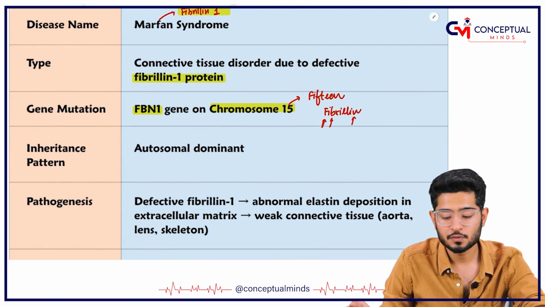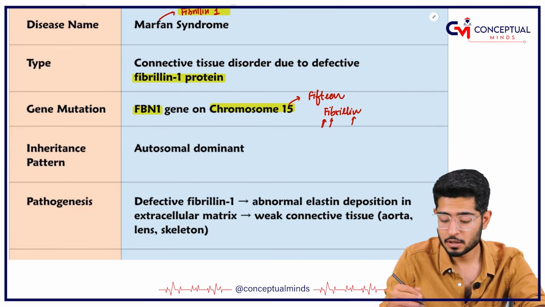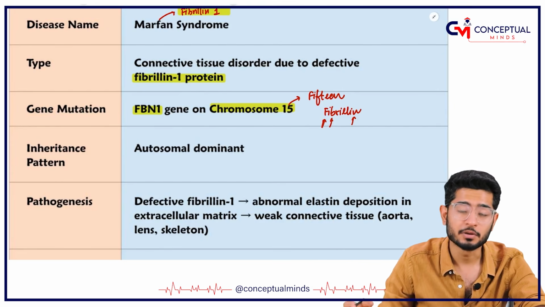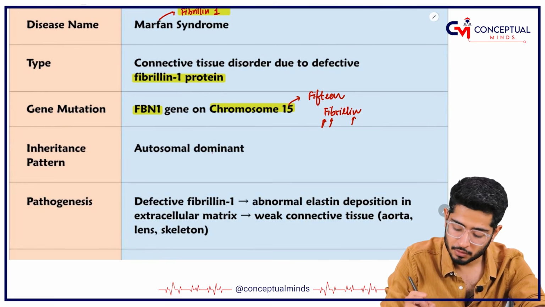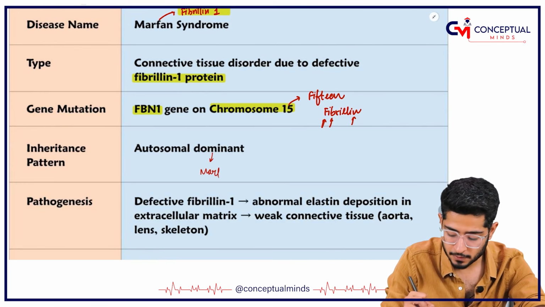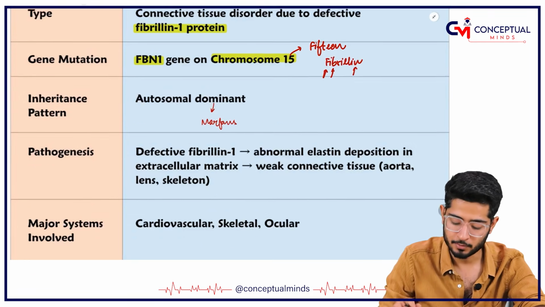So Marfan syndrome, please remember, is a dominant disease. It's an autosomal dominant disease. From dominant you can remember M for Marfan's. So Marfan's is actually a dominant disease.